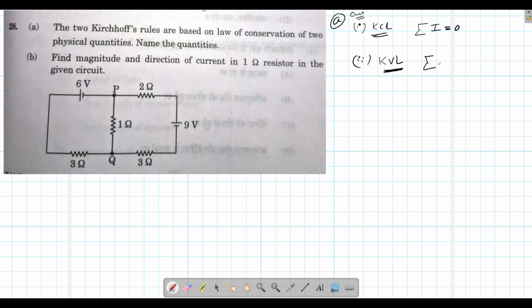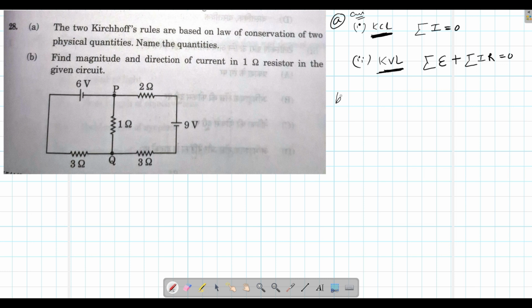Summation of E plus summation of IR equals 0. Kirchhoff's current law: summation of I equals 0. Kirchhoff's voltage law: summation of E plus summation of IR equals 0.